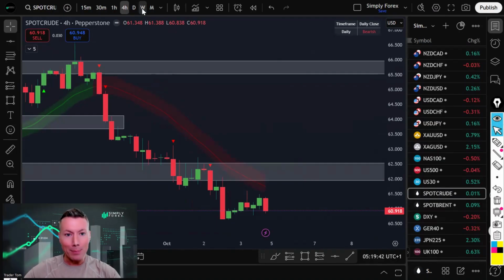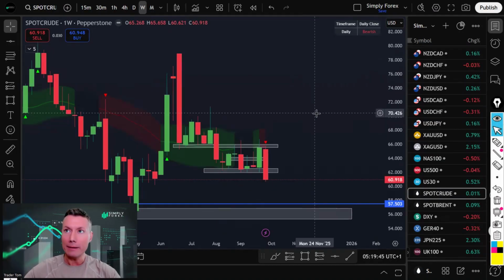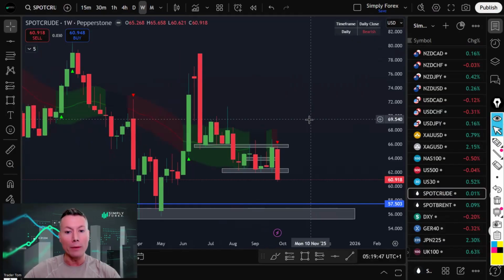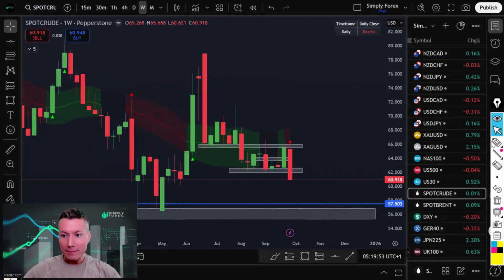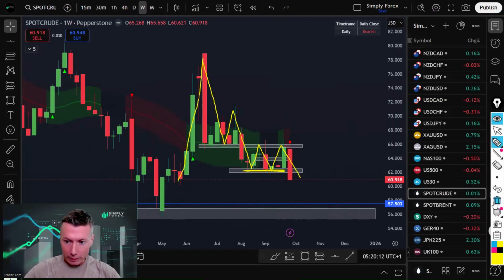Now, oil has been plummeting like a rock to the bottom of a pond. What a terrible analogy. But if we look at the weekly, spot crude or Brent, it doesn't matter, guys, they're the same. So if we look at the weekly, we are in this downtrend. It was ranging, but then bang, we broke all these lows. This was a stubborn support level. But you can see last week's candle clearly broke those lows, and we have a lot of room to move, potentially all the way down to these lows in here.